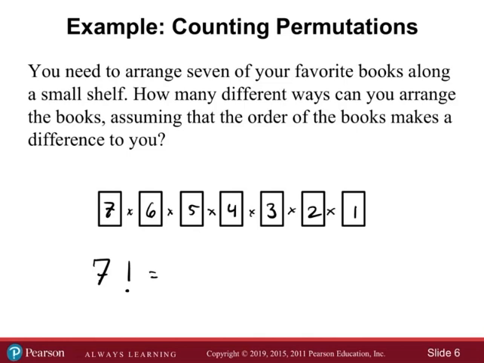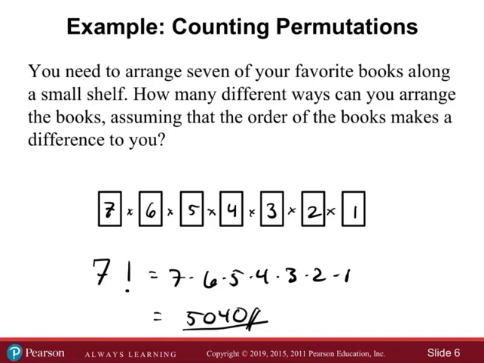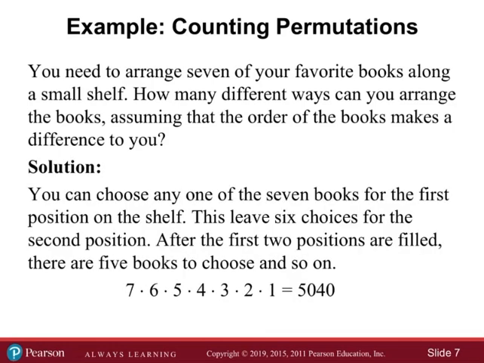So factorial, right? It just means 7 times 6 times 5 times 4 times 3 times 2 times 1, right? Hey, Google, what's 7 factorial? The answer is 5,040. So there are 5,040 different ways that we can arrange these 7 books on the shelf if the order is important, with no repetition.